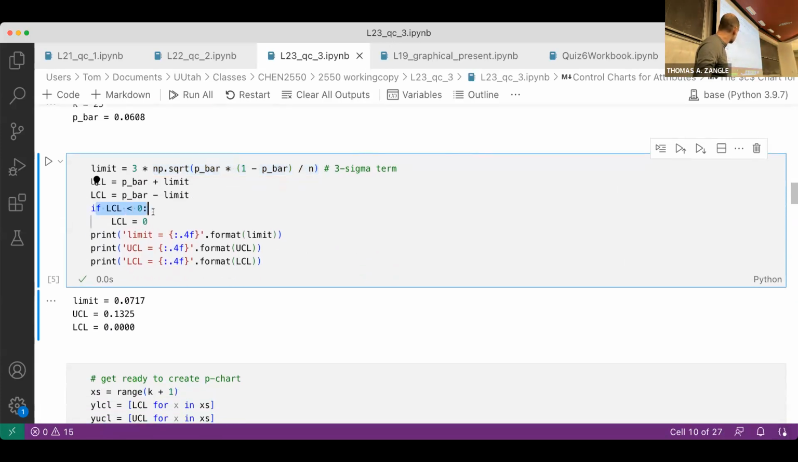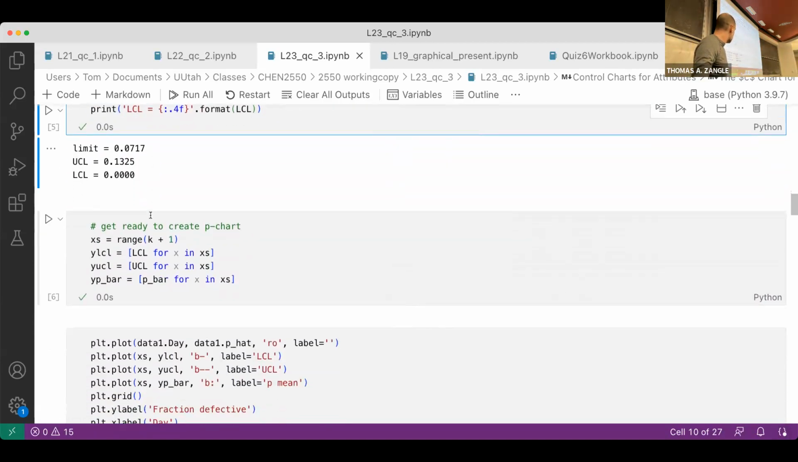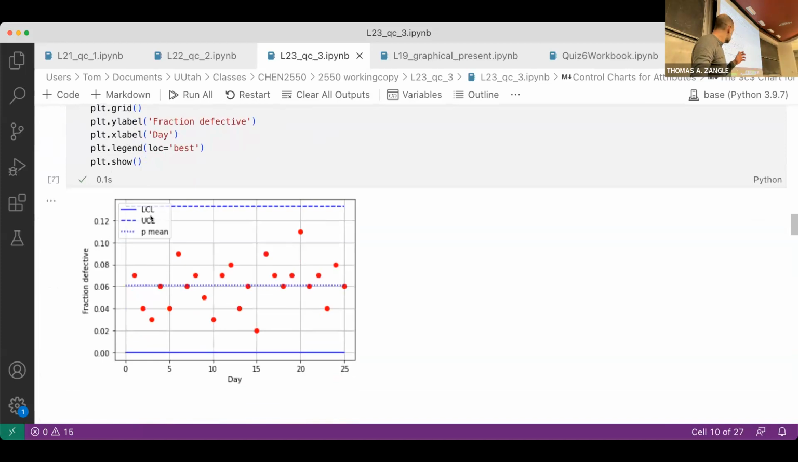Again, we have this if statement here that's just checking whether or not the lower control limit is less than 0. And then we plot it the same way. So now we have our upper and lower control limits. We're going to plot a control chart in exactly the same way.